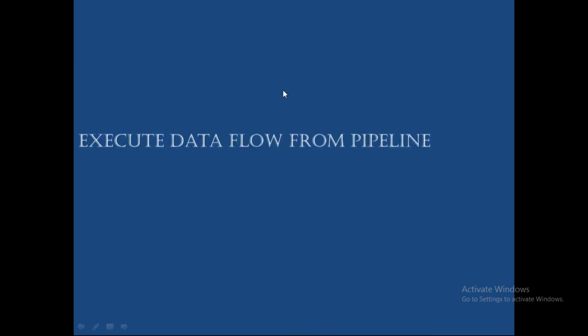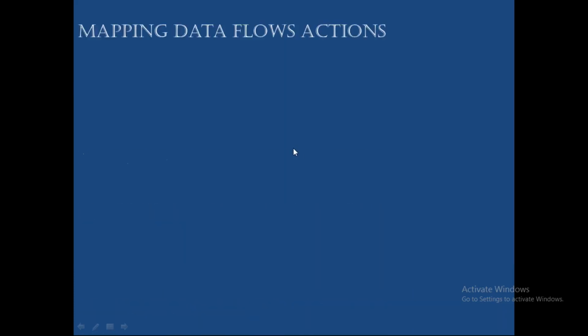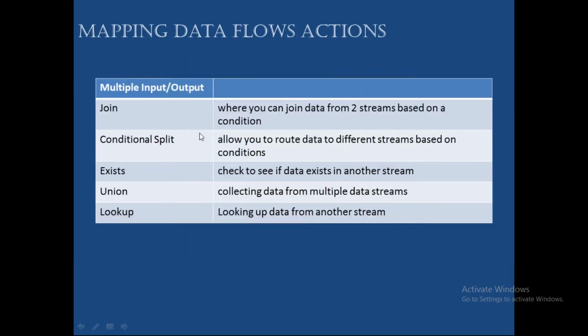Now, to execute the data flow from the pipeline, from pipeline activities you are going to use the data flow activity to execute your data flows. But you should turn on data flow debug, so I'm going to do that. Next, mapping data flow actions. See here: join, conditional split, exists, union, lookup, all these things we have. Did we miss anything? We discussed all these transformations.